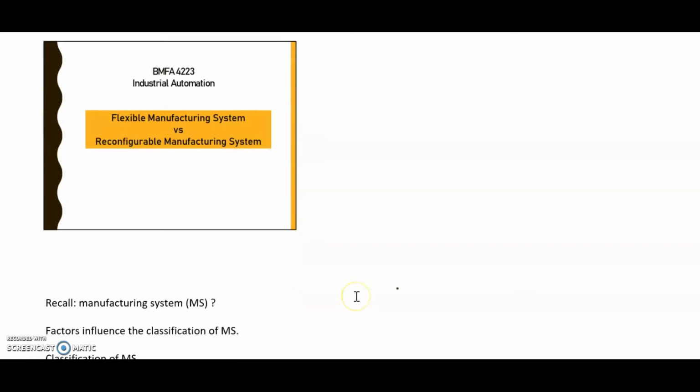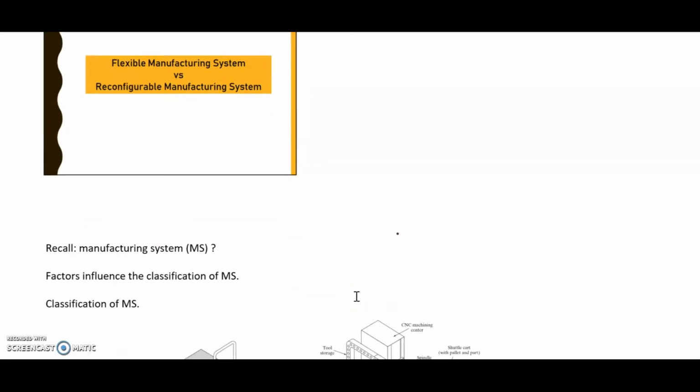In this lesson, we're going to cover a new chapter, Flexible Manufacturing System. Before we proceed, I would like to recall what is Manufacturing System or MS. So there are four components in Manufacturing System. The first one is production machines, which includes tools and fixtures.